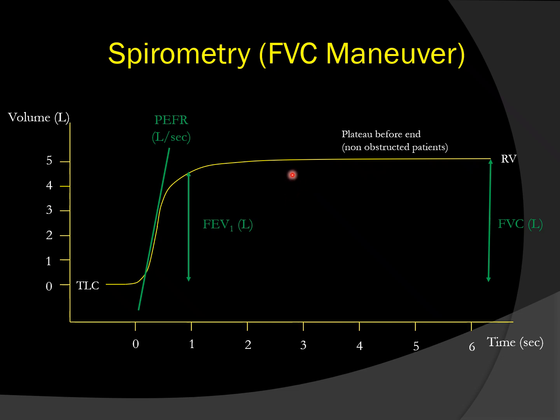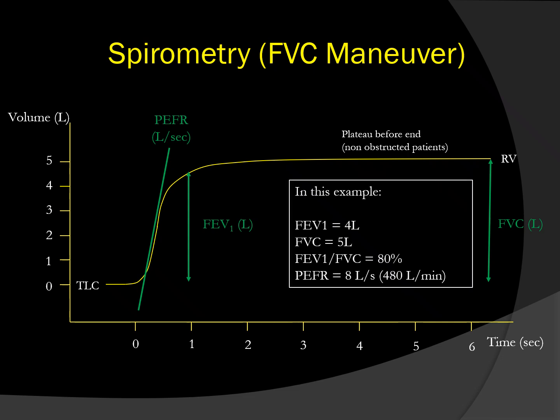In a healthy person, we see that the flow ends by about 2 to 3 seconds, and after that, there's no more emptying. The curve is very flat. In a non-obstructed patient, we see a plateau well before the 6 seconds are up. We do like our patients to blow out at least 6 seconds to make sure they have ample opportunity to empty all of the air that they can possibly empty out of their lungs.